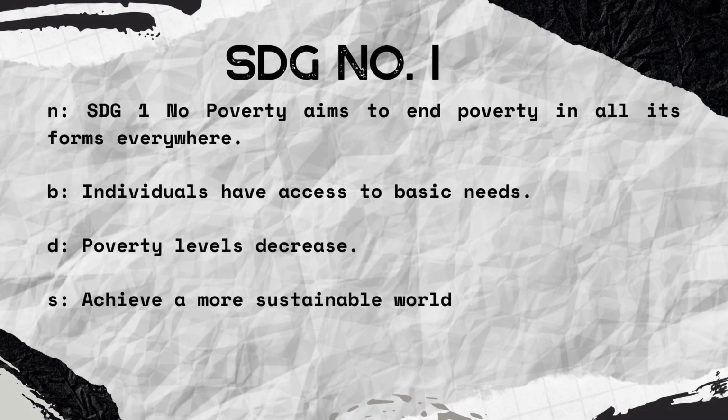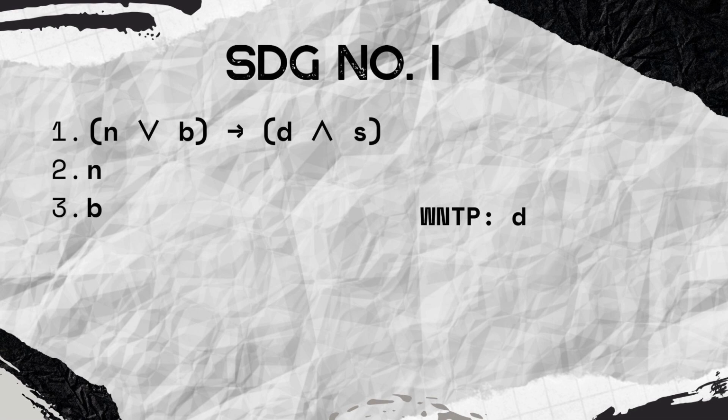Since we have already cited the different hypotheses, we need to find the different statements. First is N. SDG 1 No Poverty aims to end poverty in all its forms everywhere. B. Individuals should have access to basic needs. T. Poverty levels decrease. And S. Achieve a more sustainable world. At this juncture, we are now going to translate the different hypotheses into their symbolic form. Number 1. N or B implies T and S. Number 2, N. And number 3, B. We need to prove T.